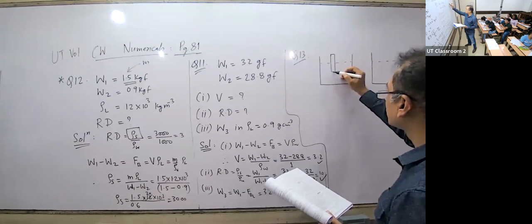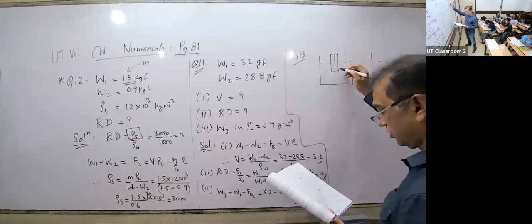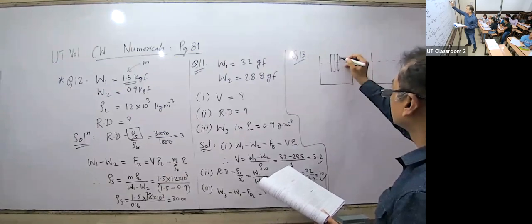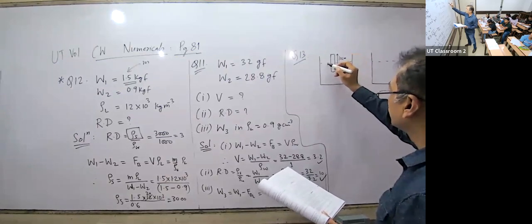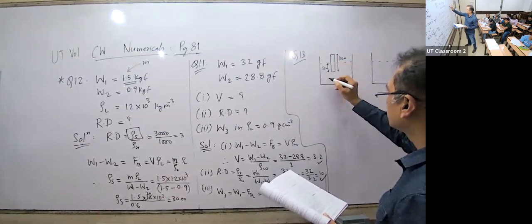Suppose this is the test tube, right? Its length is how much? What is its length? 10 centimeters. And it sinks in water 5 centimeters. This is water.